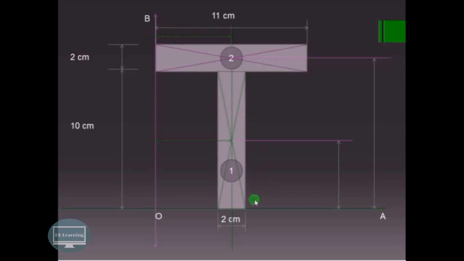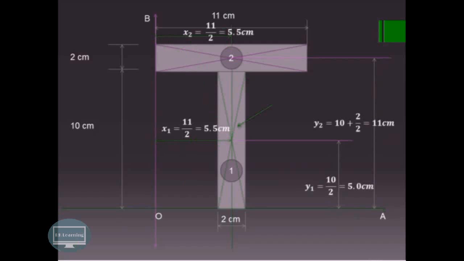Similarly, the distance of the centroid of the first section from the reference OA will be y1. Similarly, the centroid of the second section will have a distance of y2 from the reference OA. So this distance will be y2. So this is y1, y2. These are the distances x1 and x2.